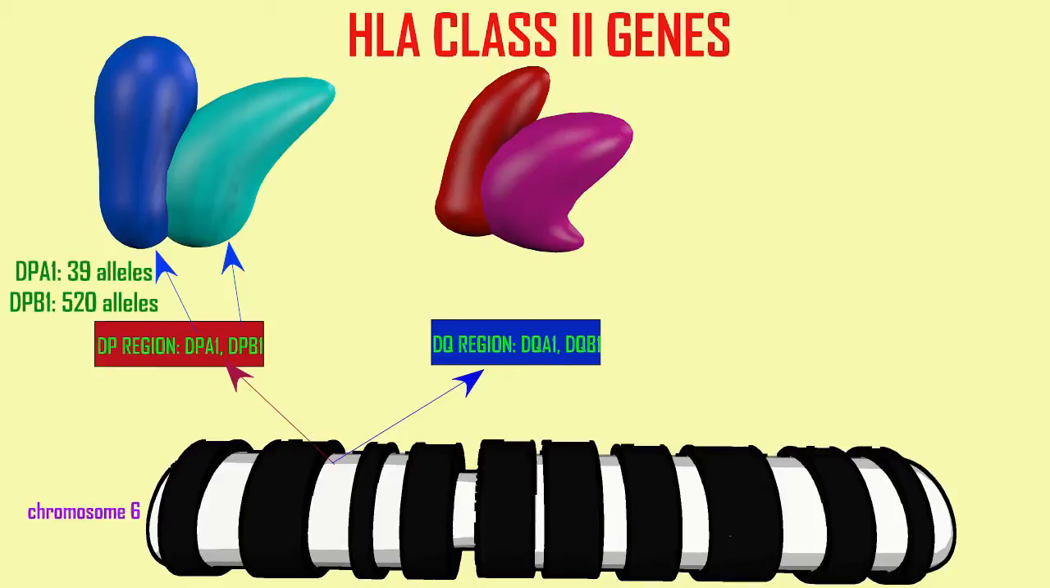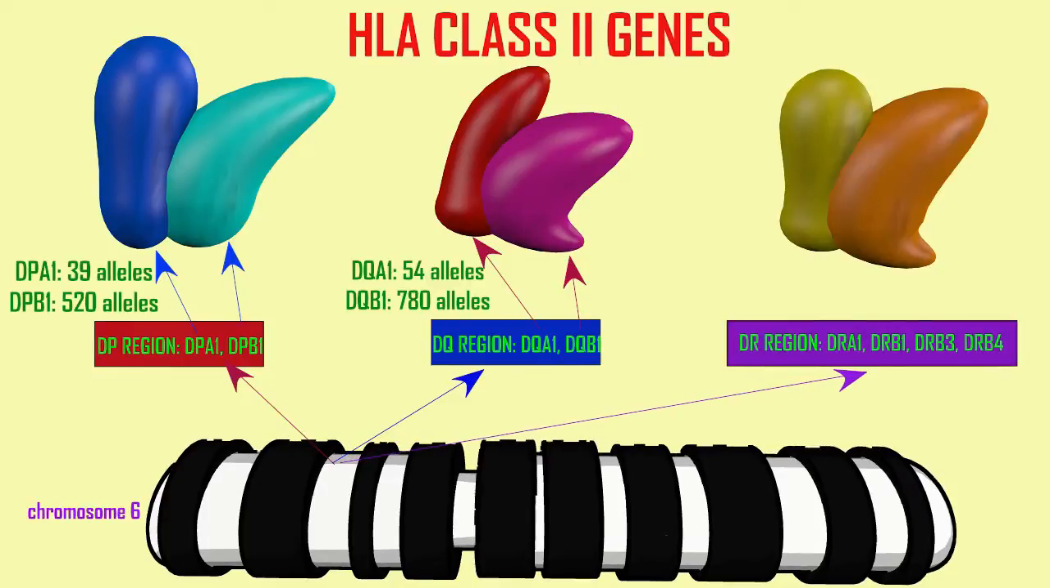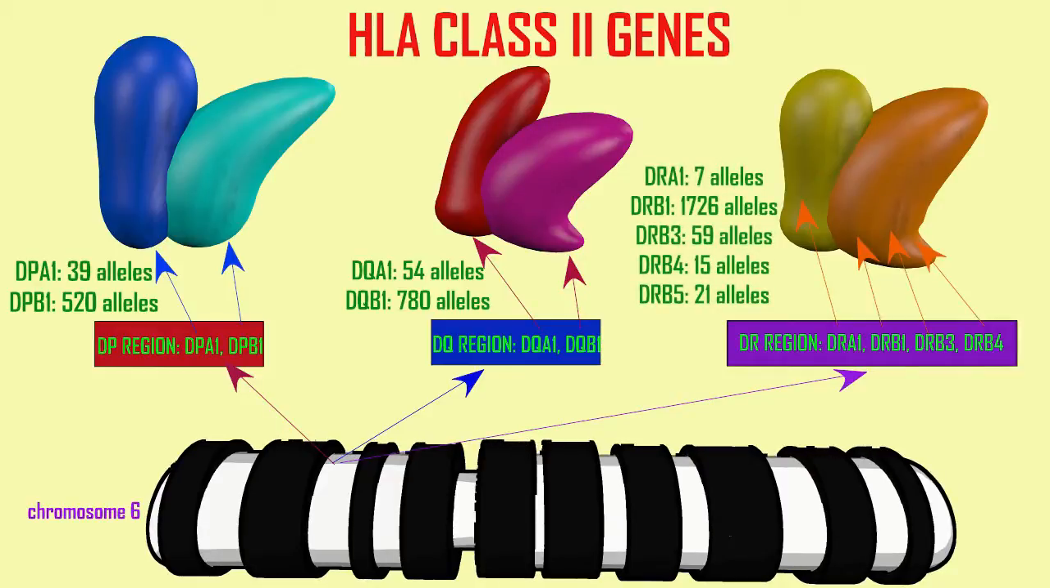And so the DPA1 and DPB1 genes code for proteins which then form a dimer. And note they are very variable, with 39 alleles and 520 alleles respectively. The DQ genes have 54 alleles and 780 alleles, once again very polymorphic and forming a complex together. And then while the DRA1 gene is not very polymorphic with 7 alleles, the DRB1 gene is one of the most polymorphic genes known, with over 1,700 alleles.